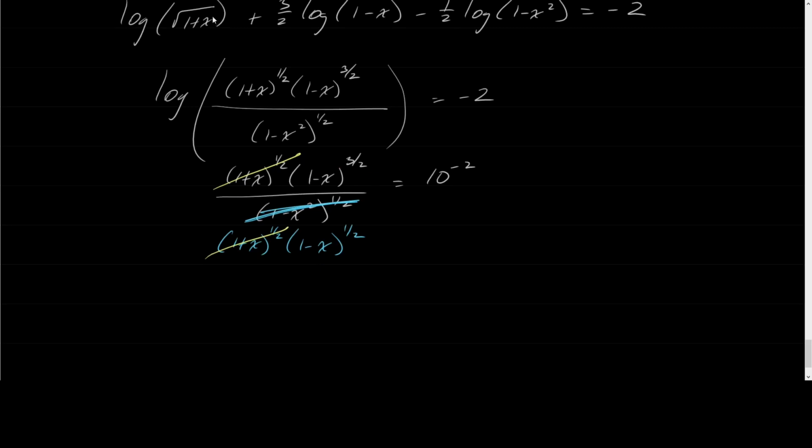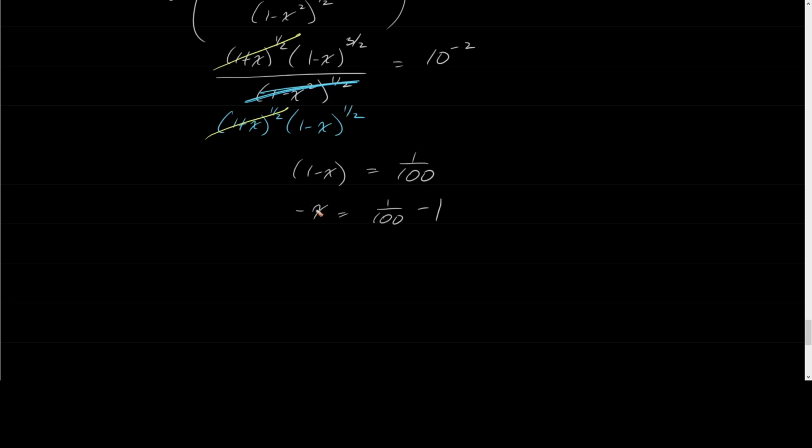Over here, 1 minus x to the 3/2 over 1 minus x to the 1/2, that's just simply going to reduce to be 1 minus x to the 1, right? 3/2 minus 1/2 is just 2/2, which is 1. So I have 1 minus x is equal to 1 over 100. At that point, well, subtract 1 from both sides. So I get negative x is equal to 1 over 100 minus 1. And then divide by negative. So x is equal to 1 minus 1 over 100. But 1 minus 1 over 100, well, 1 is 100 over 100. So 100 over 100 minus 1 over 100 is 99 over 100.